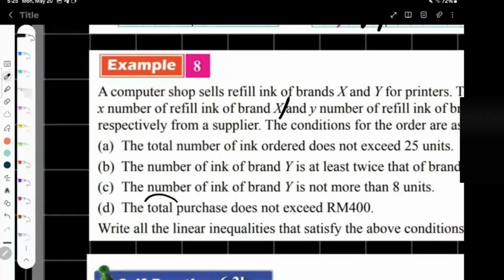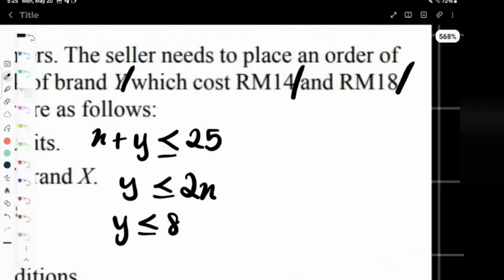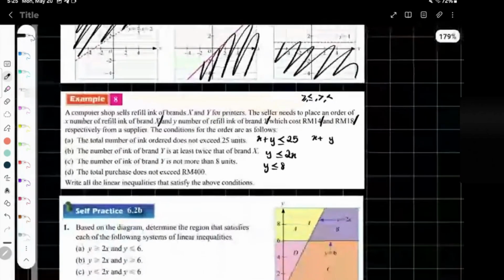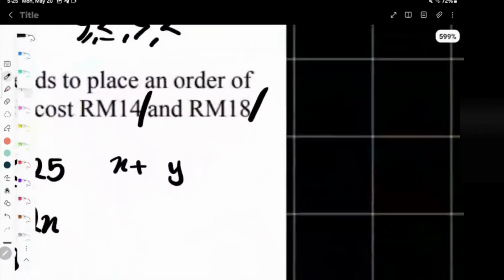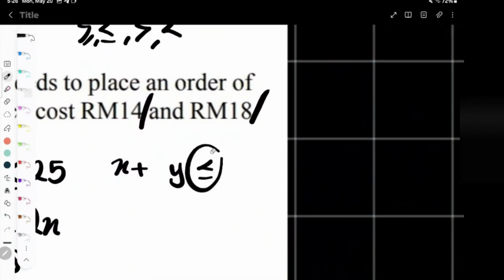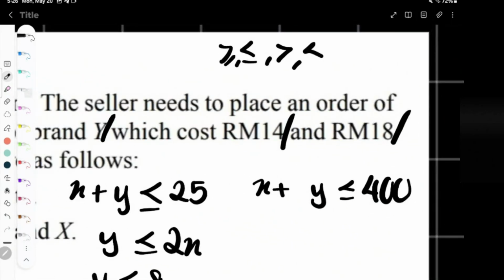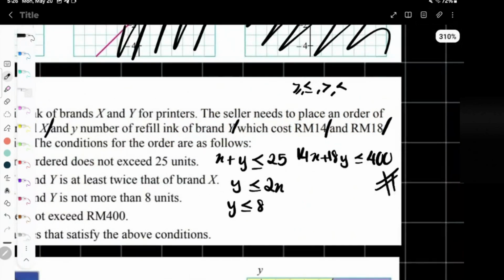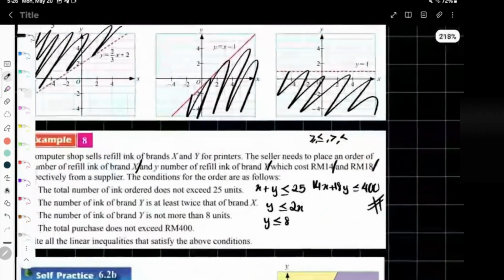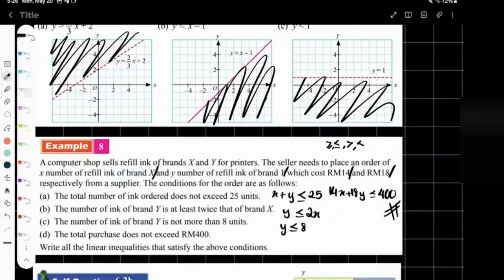They say the total. Total is always plus, right? There are two unknowns here, so you can add both of them: x plus y. And then it does not exceed 400, it cannot go over 400. But this one is for RM, so you should include the money as well: 14x plus 18y. Ta-da! That's the answer. Very simple. So far, do you understand, Nadia? Yeah.